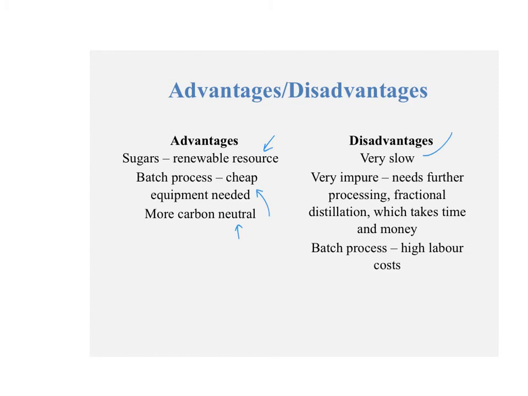However, it's very slow. Alcohols can take months, if not years, to be produced. And because we've got that glucose solution with the yeast and stuff, we've got to do a little bit more processing, like distilling the solution to get out the alcohol. Now, because it's a batch process as well, in the time that we're producing the alcohols, there's going to be a lot of work that needs to be done, a high labour cost, so the business is going to have to pay workers and lots of energy for that specific amount of time.